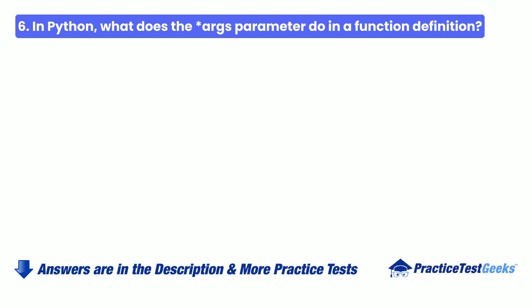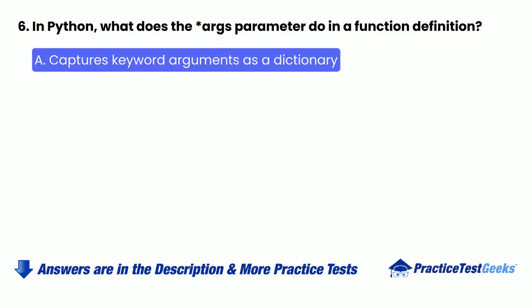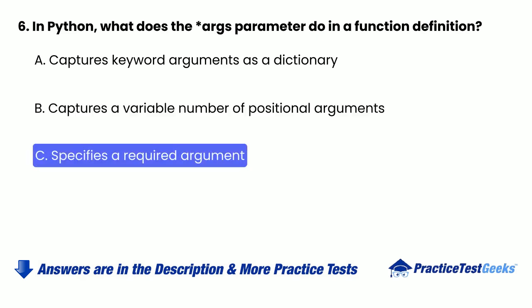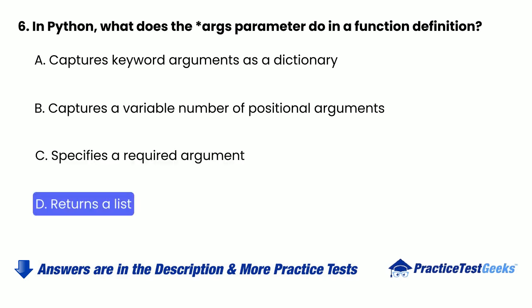6. In Python, what does the *args parameter do in a function definition? A. Captures keyword arguments as a dictionary. B. Captures a variable number of positional arguments. C. Specifies a required argument. D. Returns a list.